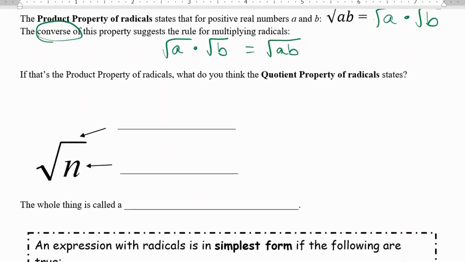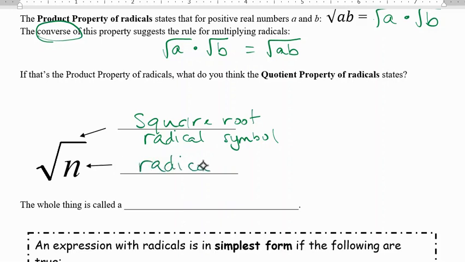Let's talk about some of the names of the symbols. When we're working with this symbol, we've called it the square root symbol, which is accurate and correct. We're also going to call it a new name, the radical symbol. The inside is called the radicand. The whole thing is called a radical expression.